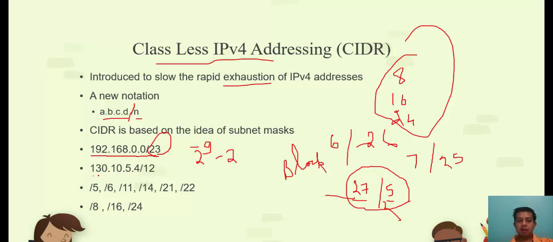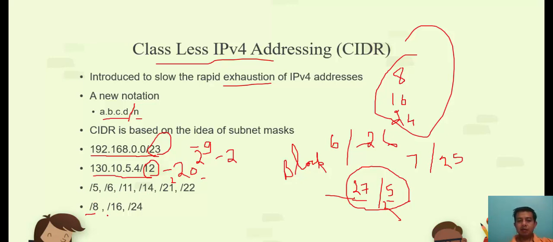If I buy an address like /12, it means 12 bits are used for the network part. How many bits are left for the host part? 20 bits are left for the host part. So I can connect 2 to the power 20 minus 2 computers in my network. So now I can buy any block. So I can have all this variation: /5, /6, /11, /14, anything.